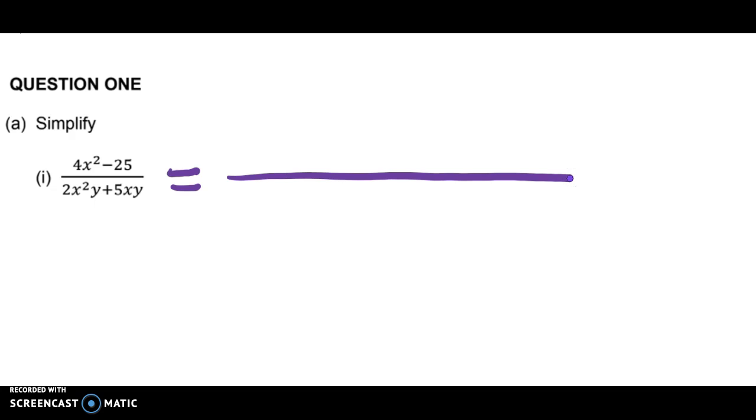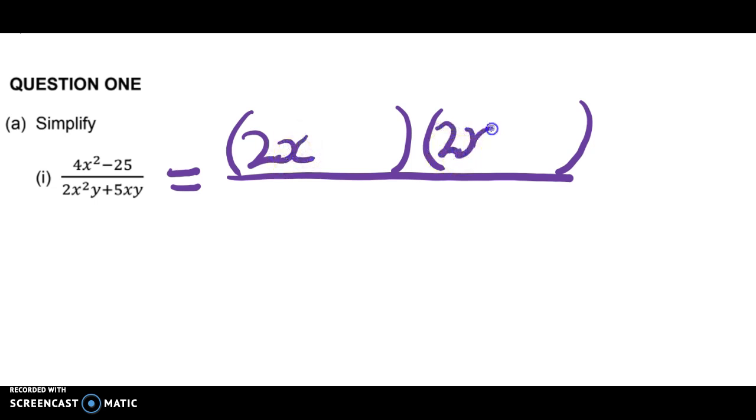So in the top line, the numerator, we should notice that we've got a difference of 2 squares. Right, so we can factorise that as follows: 2x times 2x plus 5 minus 5. Now when we look down here, we should be looking for something that's going to simplify through. So the first thing I do is I check my numbers. I've got 2 and 5, no common factors there.